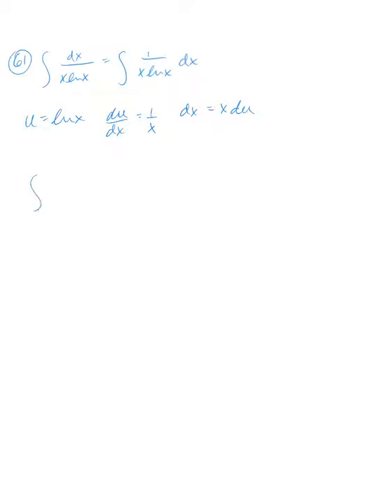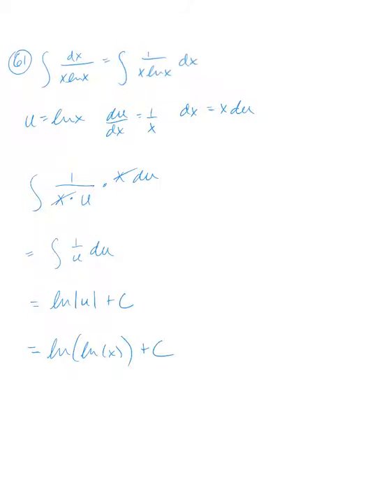So my integral becomes 1 over x times, instead of ln x, I have a u, and instead of dx, I have x du. My x's cancel. This is the integral of 1 over u du, which is the ln of u plus c, and then replace u with ln x. So this is the ln of x plus c.